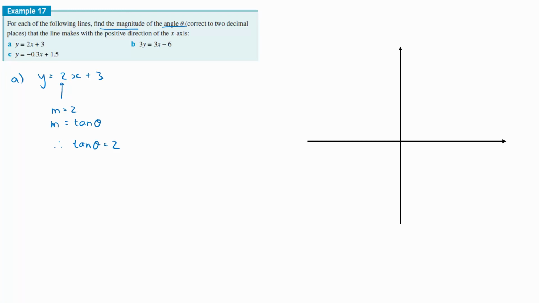Okay? If you roughly picture what this graph is, the y-intercept is at 3, so it looks like this, 3, and a gradient of 2, so it's positive, so it looks something like this.